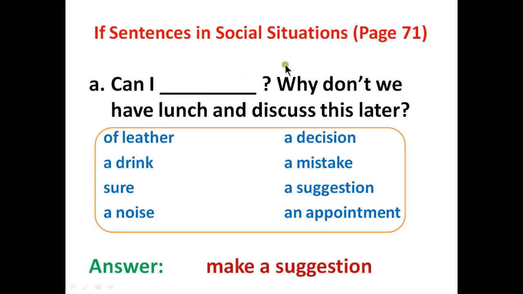Here is your exercise number 11 with question A that has been done to explain it. Can I dash? Why don't we have lunch and discuss this later? Now what can you do, my dear students? You will take this phrase. Which one? A suggestion. This one. A suggestion. And already you know that you will use the action verb make. Can I make a suggestion? Why don't we have lunch and discuss this later? Your answer will be only make a suggestion.